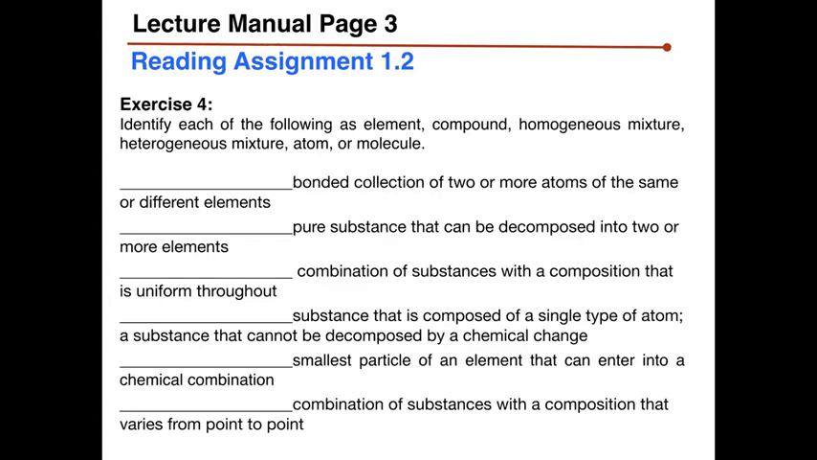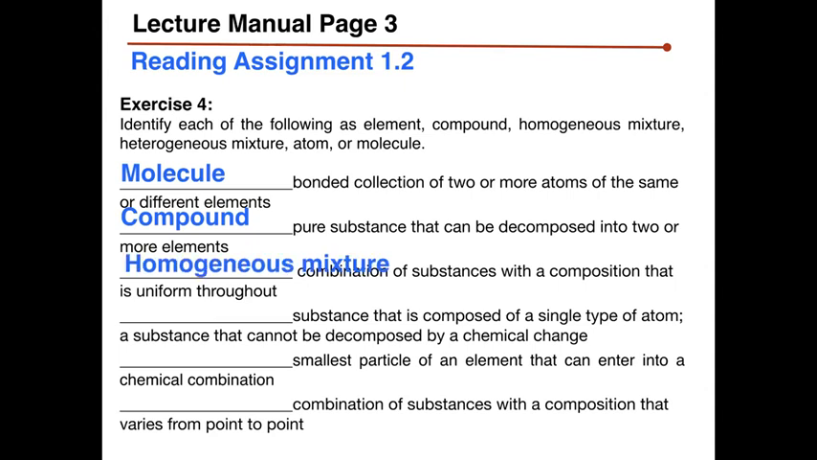Okay, so exercise 4. According to your reading assignment, let's take a look at the first one. The answer for the first one is molecule. A molecule is a bonded collection of two or more atoms of the same or different elements. We're going to take a look at what an element is next. Now, what is the answer for the pure substance, the second one? The answer is compound. A compound is a pure substance that can be decomposed into two or more elements. I'm going to elaborate on this further in just a few minutes. So let's check your answer first.